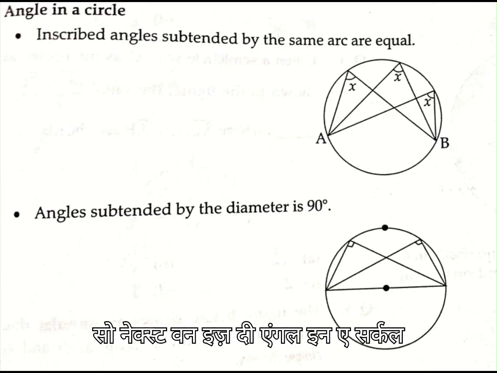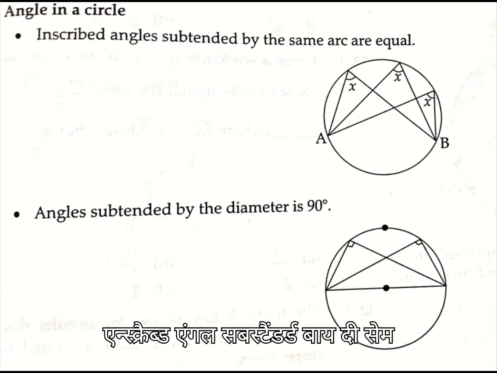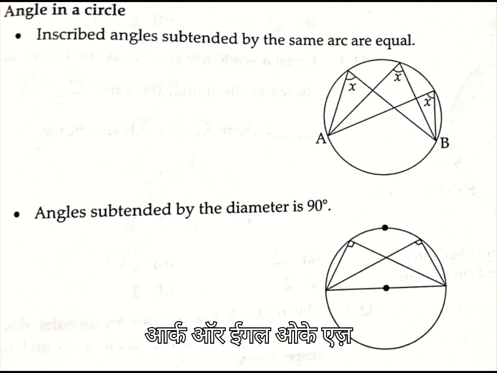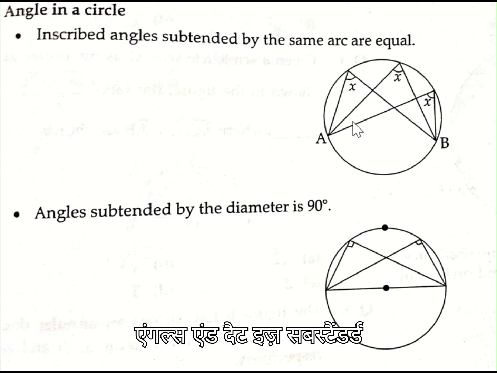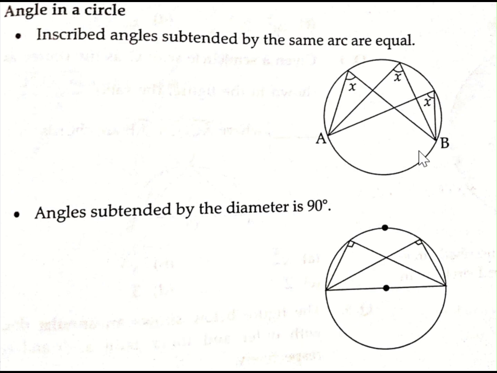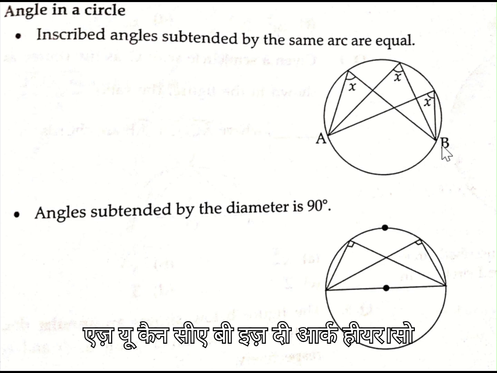So next one is angles in a circle. Inscribed angles subtended by the same arc are equal. Okay, as you can see, these are all inscribed angles, and they are subtended by the same arc. As you can see, AB is the arc here.